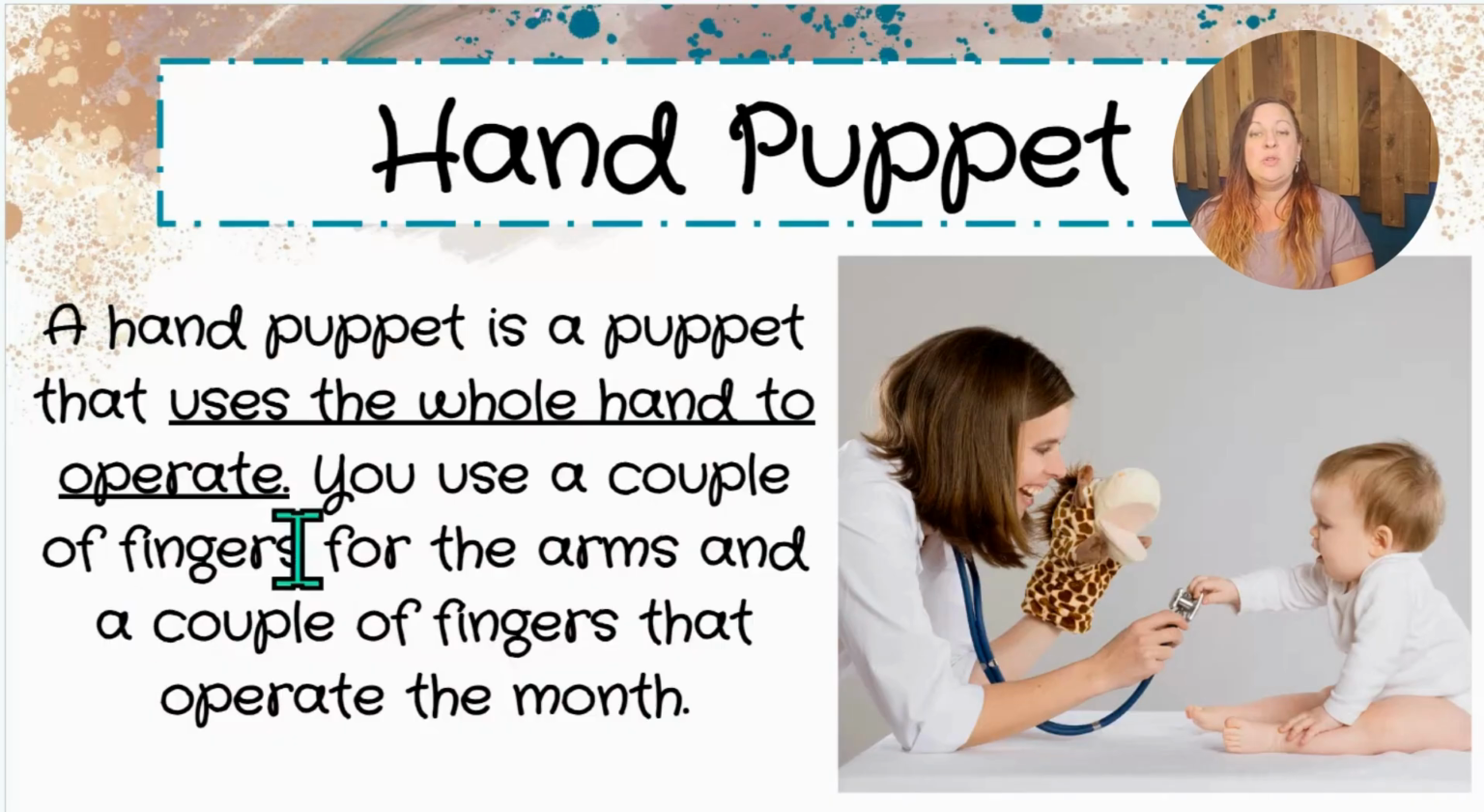And then we go to hand puppets. A hand puppet is a puppet that uses the whole hand to operate. Sorry, my dog's breathing through the door wanting me to let her in. Okay. You can use a couple of fingers for the arms and a couple of fingers to operate the mouth.